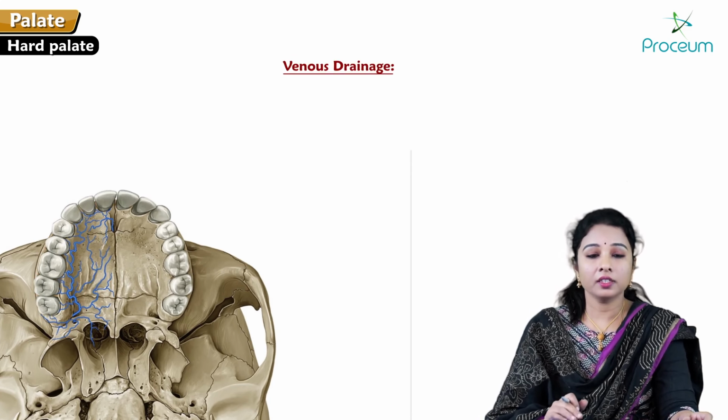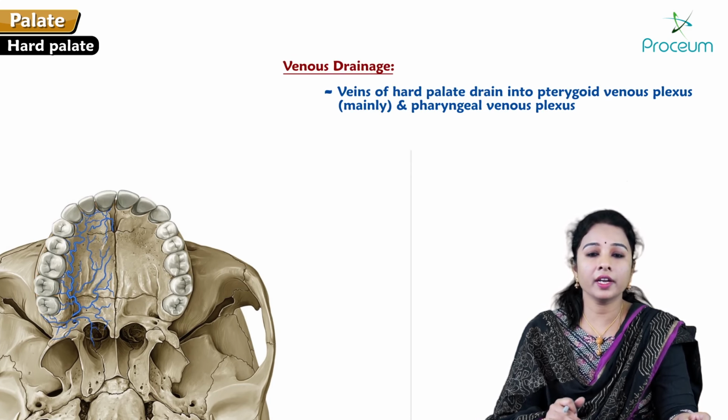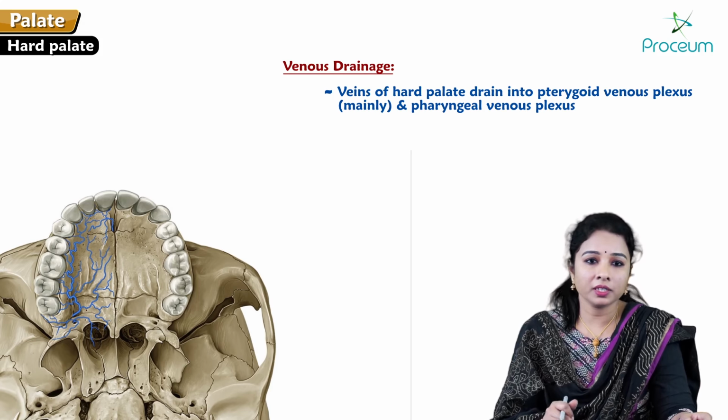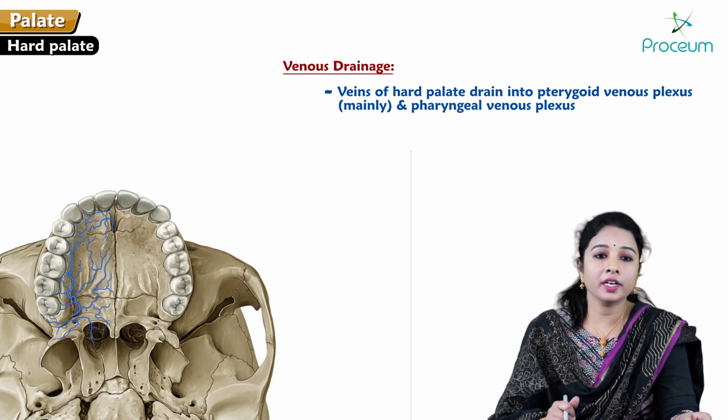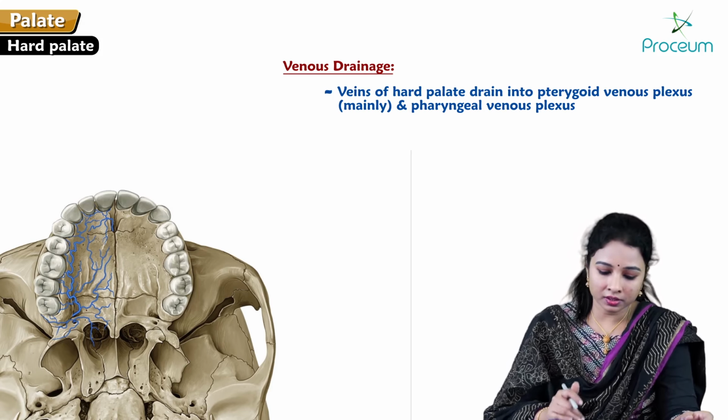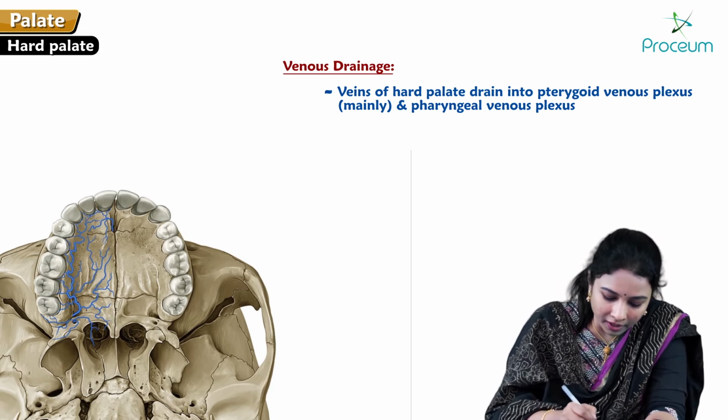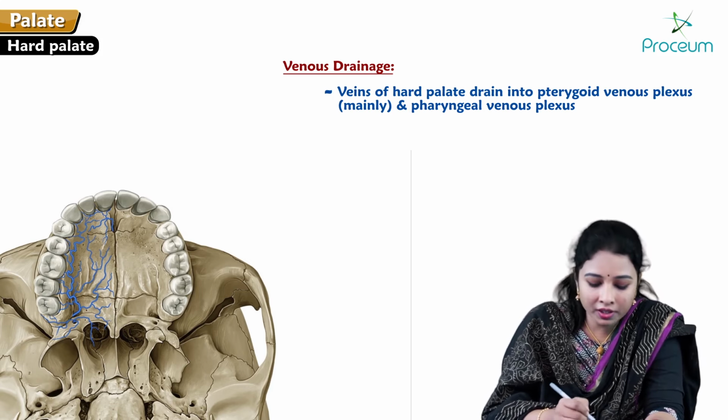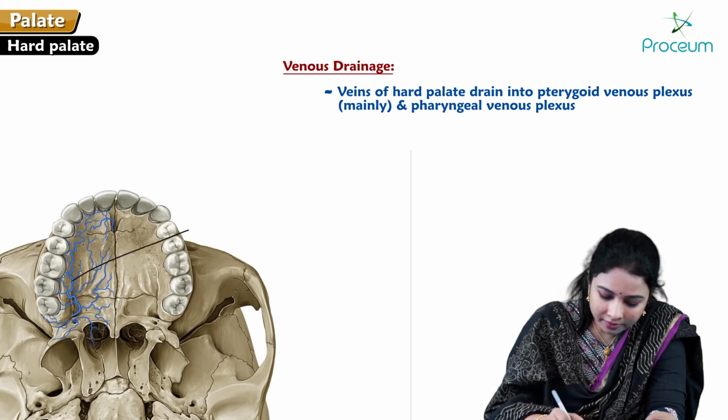Venous drainage. The veins of the hard palate drain mainly into the pterygoid venous plexus and also drain into the pharyngeal venous plexus. So, we can see the greater palatine veins, which are along with the greater palatine artery.